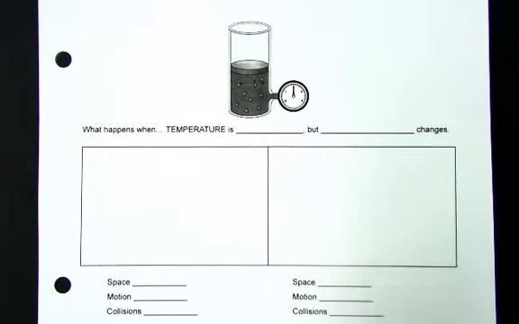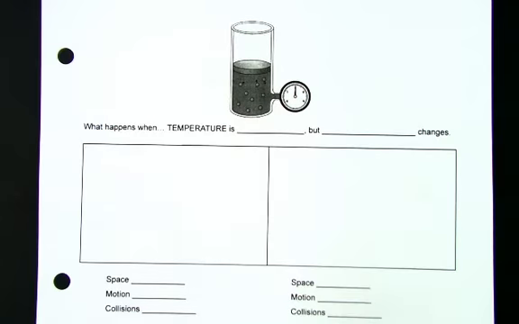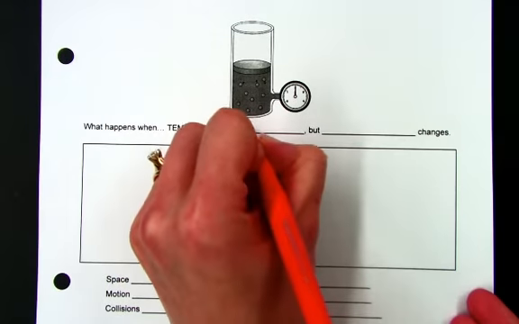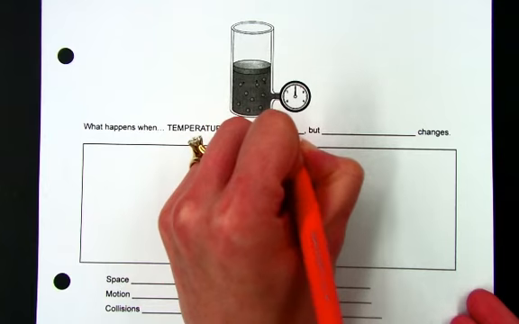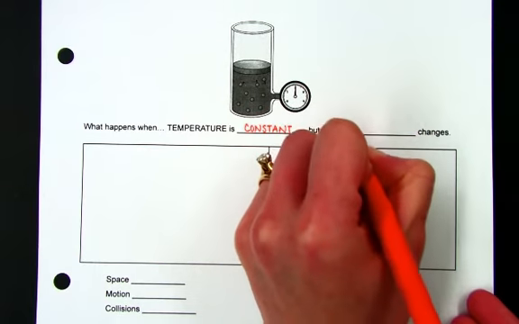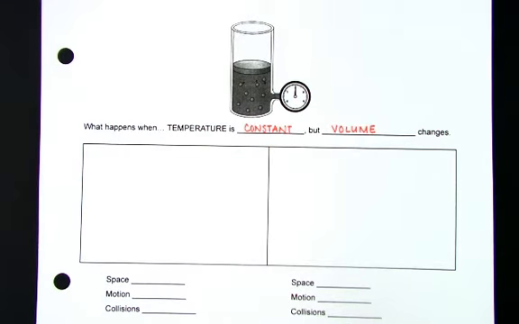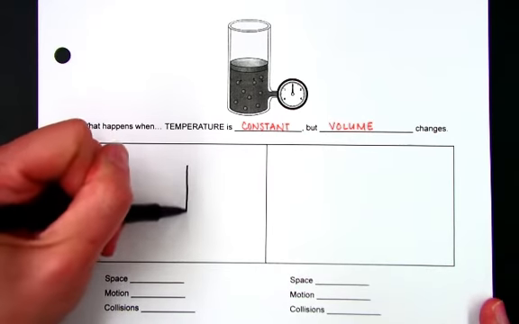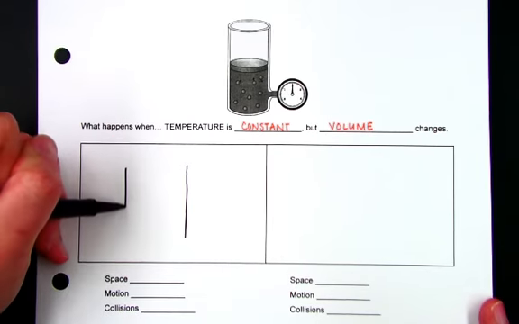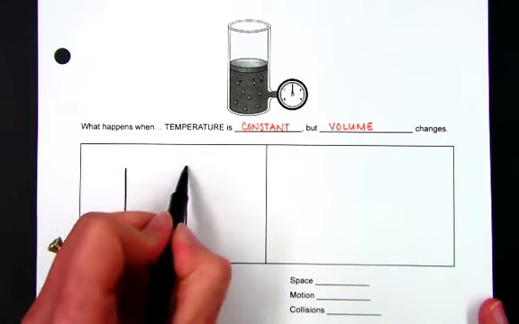Okay, here's our next gas law, right? Notice temperature is now going to be constant, and we're going to change volume. Let's draw our containers. Again, try and make them relatively the same size so we can compare them.